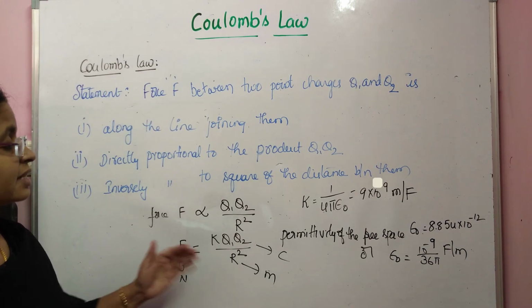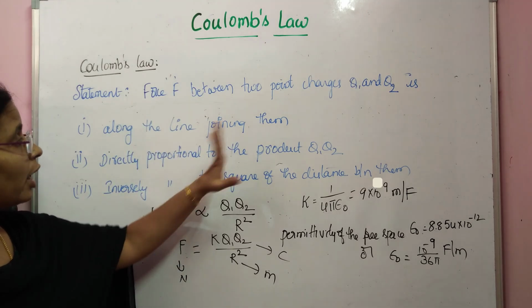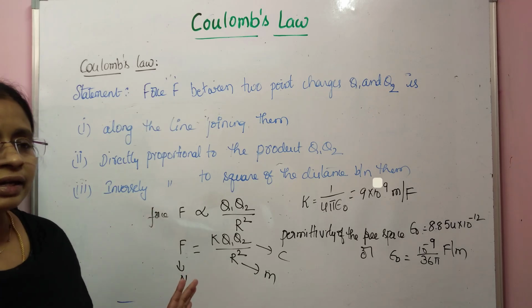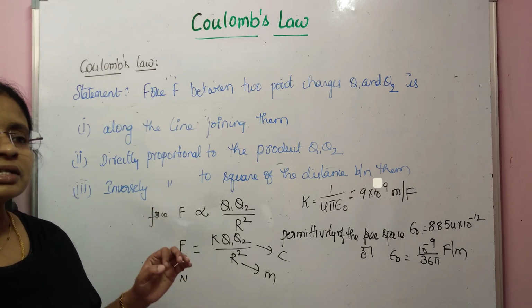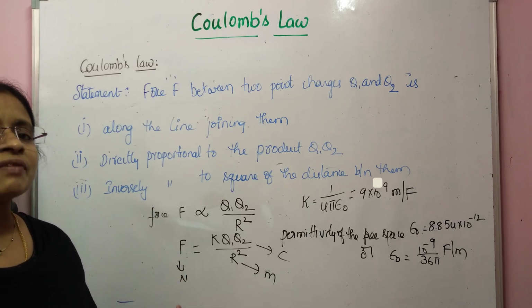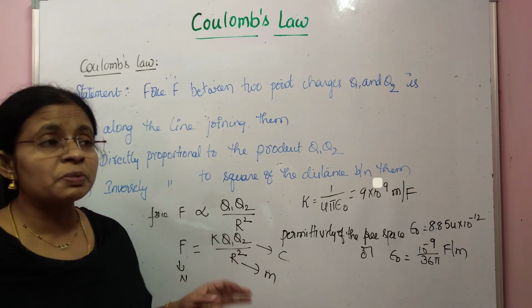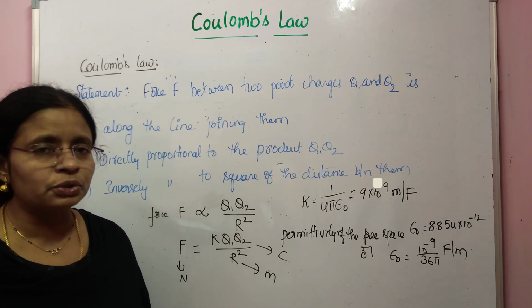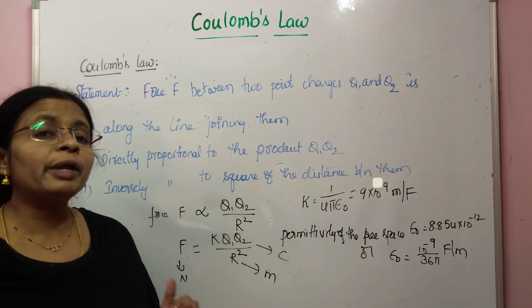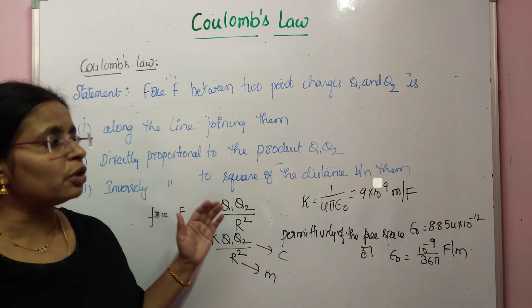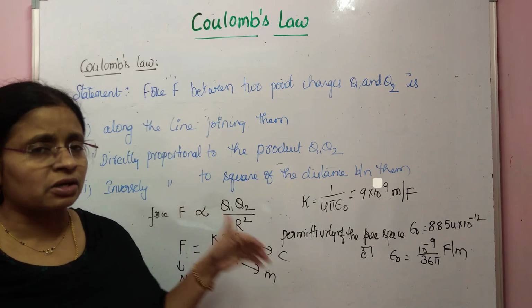Now we'll extend this. We have the point: along the line joining them. This first point indicates that the force is a vector quantity, because there exists a force between the 2 point charges Q1 and Q2. But what about the direction of the force? Definitely we must know it. For that we are extending this concept.